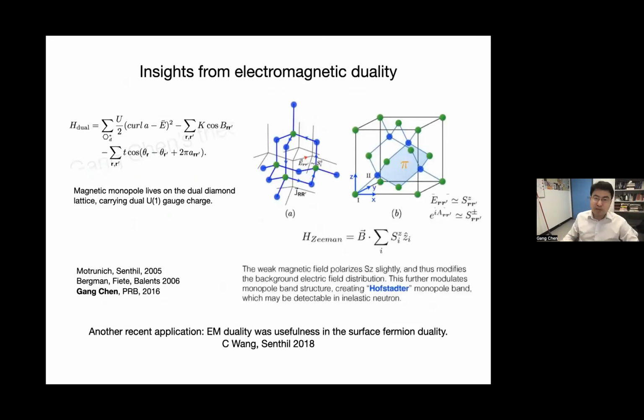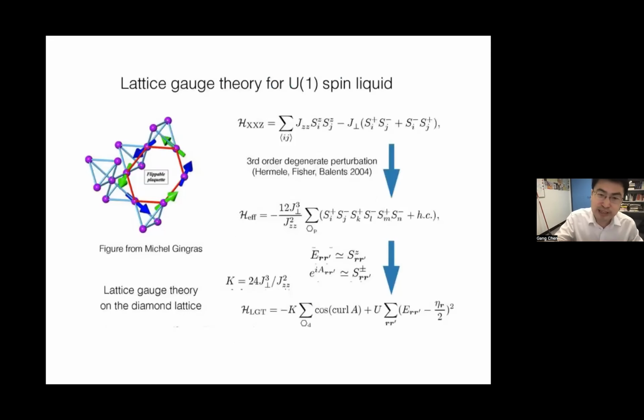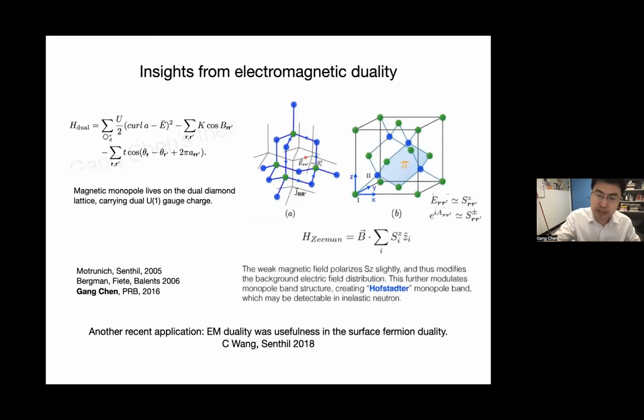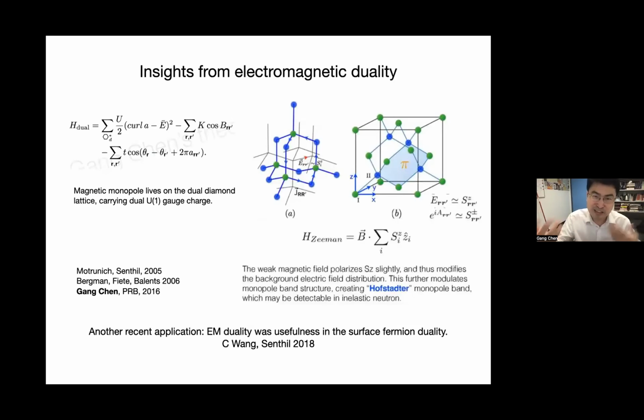So what's the insight? We want to understand how we generate thermal Hall effects. How does the thermal Hall effect come about? What's the role of the external magnetic field? As we remarked earlier, the magnetic field needs to come and modify the internal gauge field, right? So how do we see that? We need to do some kind of transformation.